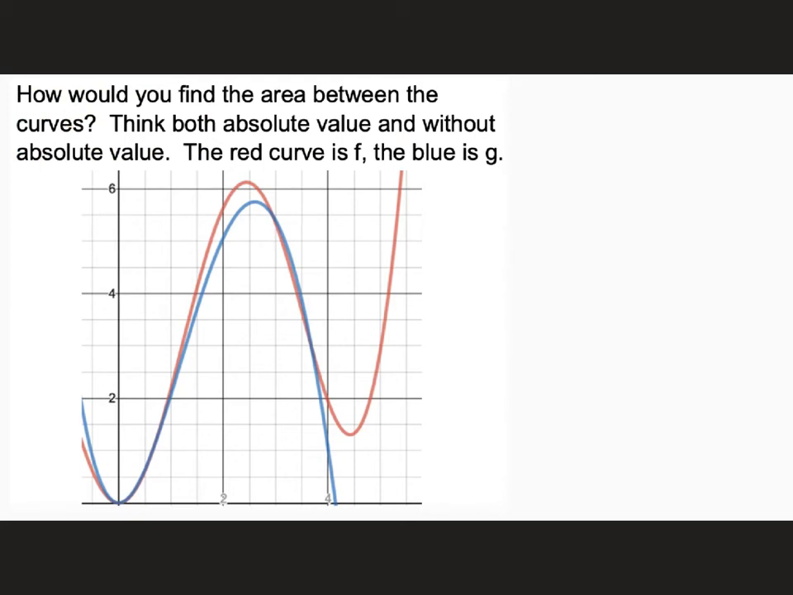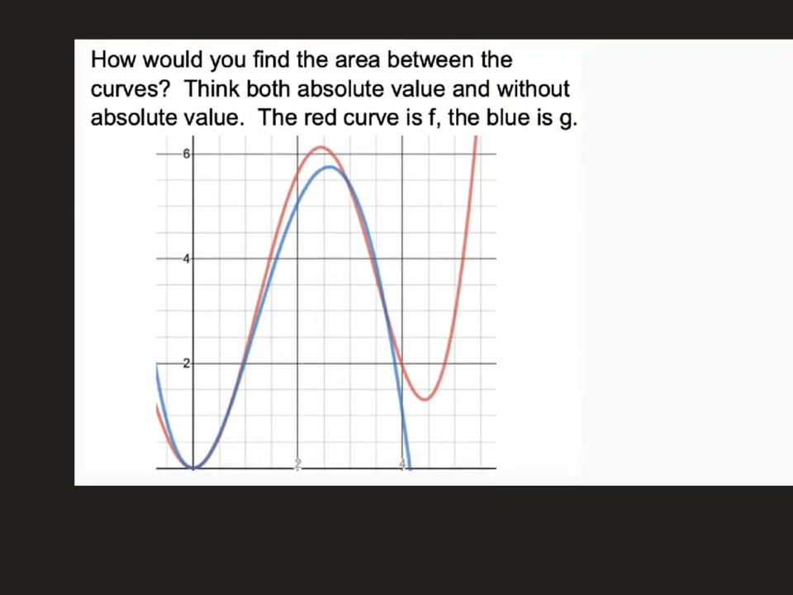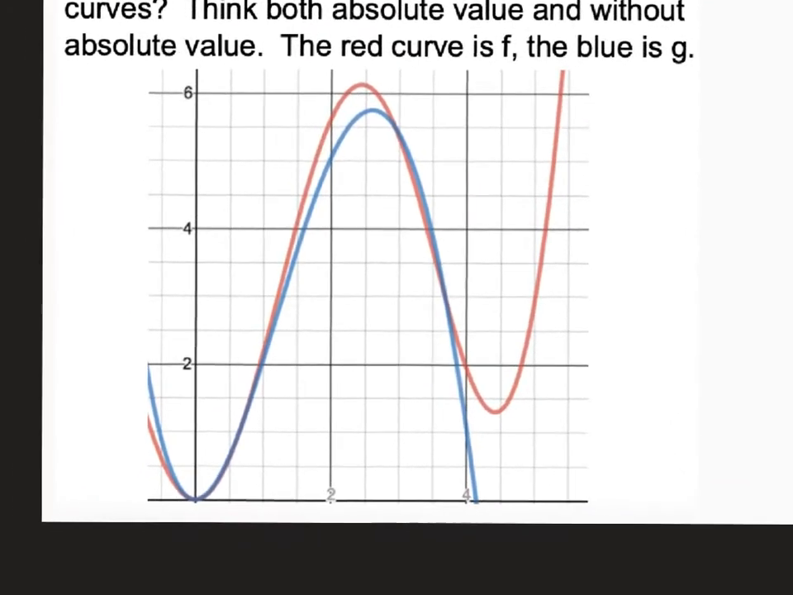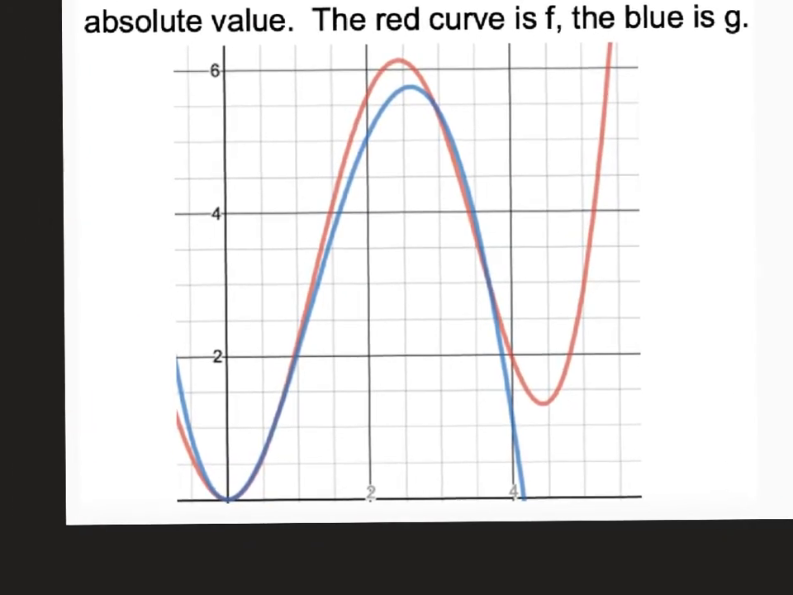How would you find the area between the curves? Think both absolute value and without absolute value. The blue curve is F, the red curve is G. Forgot how to talk there. So let me zoom in a little bit. It looks like these curves intersect somewhere in here, I don't know where, and they intersect somewhere in here. So suppose we want to find this area right in here.